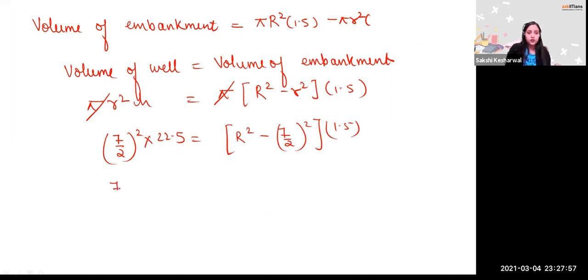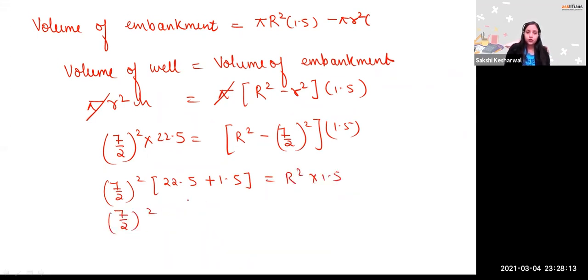So what I'm going to do is transpose this. This is going to be 7.2 by 2 whole square into 22.5 plus 1.5 is equal to R square into 1.5, right or not? So you add it, 7.2 by 2 whole square, and this is going to be 24, right? 24 divided by 1.5 is equal to R square, right or not? Yes. So just do the cancellation. You see this is 1 and this is 16, right? So R is equal to how much, beta? 7 into 2 into 4. You see this, this and this cancel.